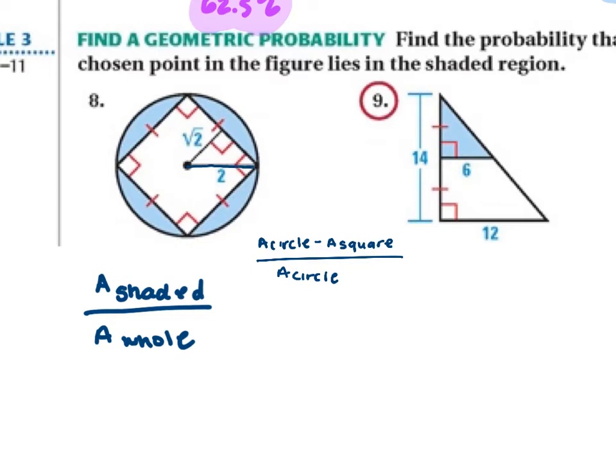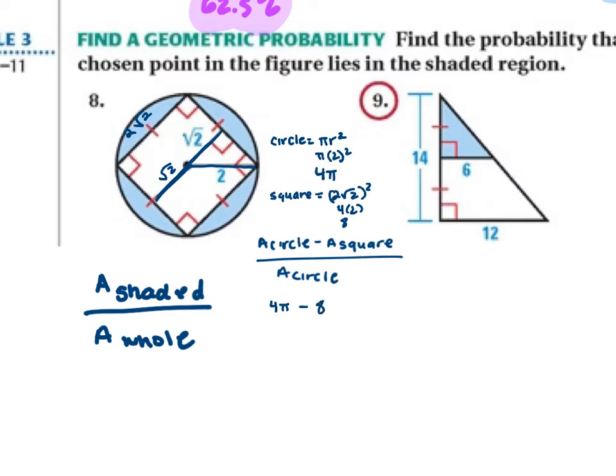So because the radius is 2, I would know the circle is pi r squared. Pi times 2 squared, which is 4 pi. So that's the area of the circle. The area of the square, if this is root 2, this would also be root 2. So my side length would be 2 root 2. And the area of the square would be 2 root 2 squared, or 4 times 2, which is 8.